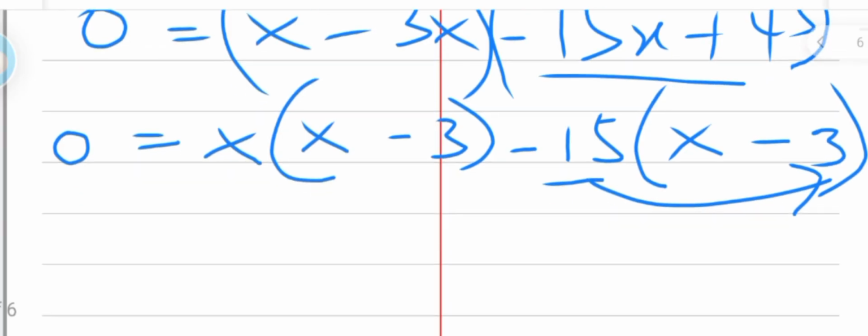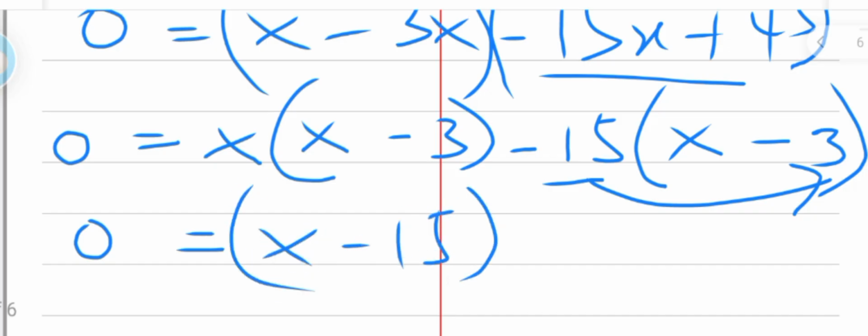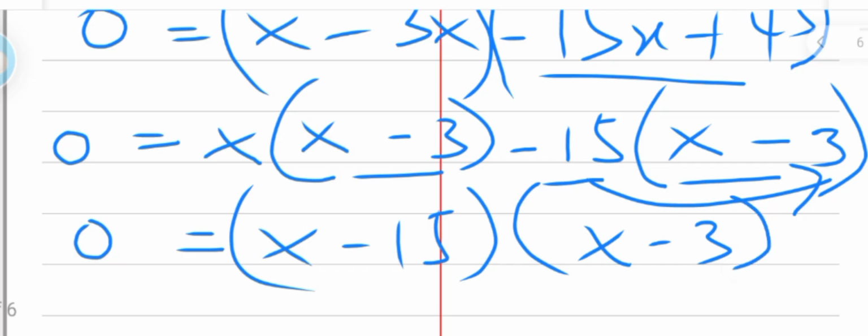So when we continue, you realize that we have 0 is equal to x minus 15. That's the first factor. Then the next one is the one that is inside here, so x minus 3. Good.